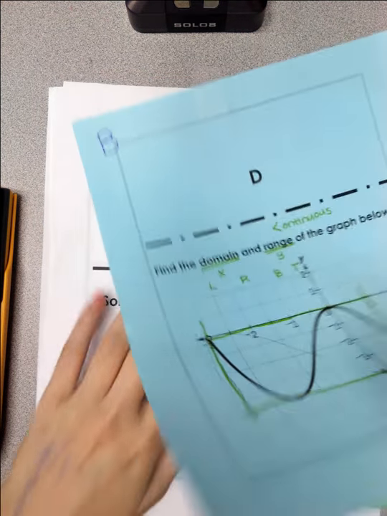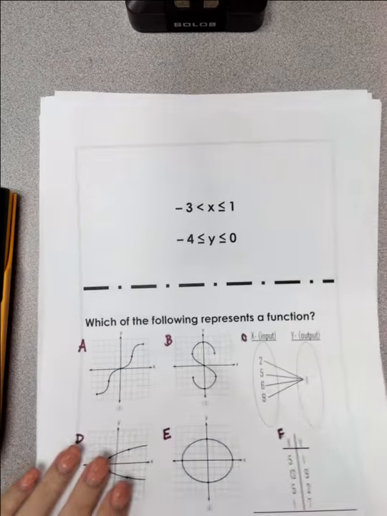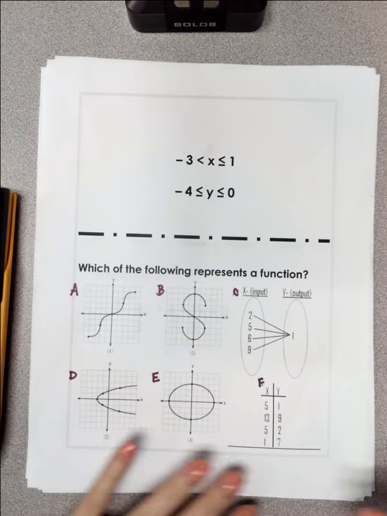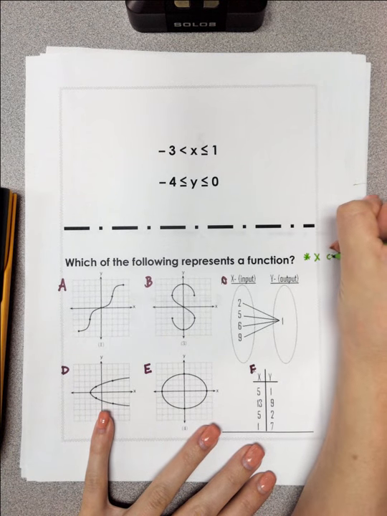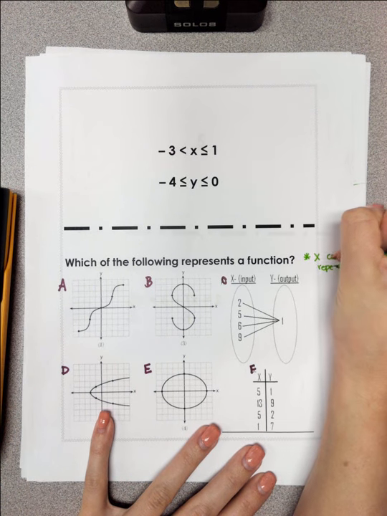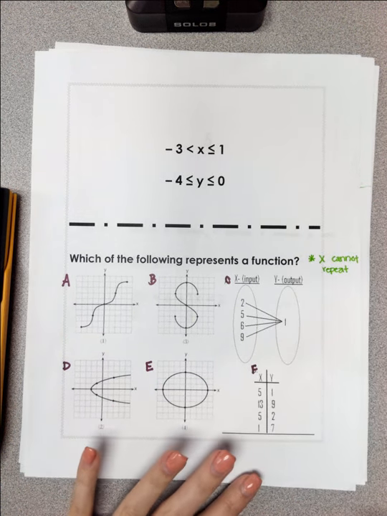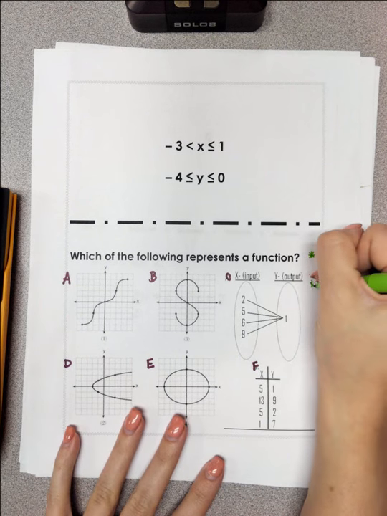So I need to find, here it is, which of the following represents a function. To tell if it's a function, X cannot repeat. You broke up with them for a reason. Do not redate your X's. Don't repeat them. X cannot repeat. We also have the vertical line test.